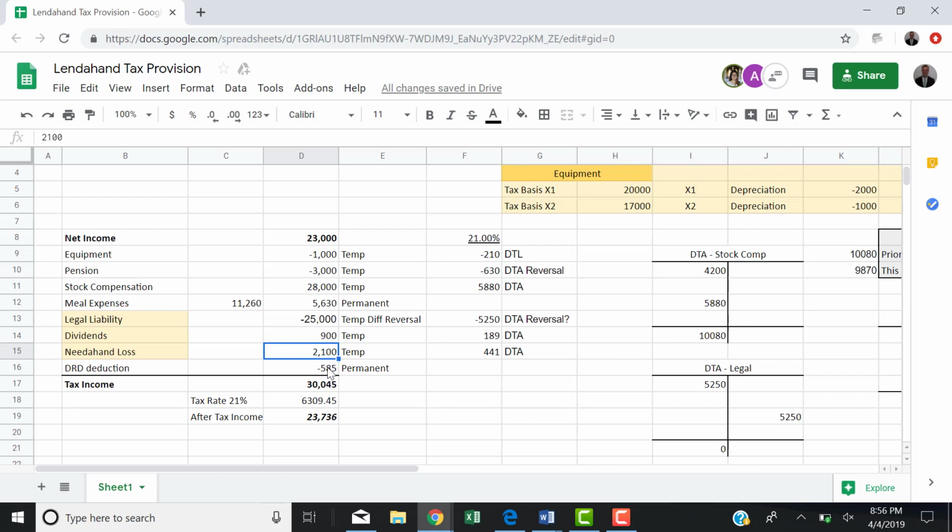Then the dividends received deduction. That one is a permanent difference. You never get that back. And you get to take the dividends that you had of 900 times 65%. That's what you get to deduct because you have between 20 and 80% of the business interest. Interest being ownership in that business. So you deduct that, and that's a permanent difference. This gives you the taxable income of $30,045. Multiply it by the tax rate, and that gives you the amount of tax, and this is your after-tax income.